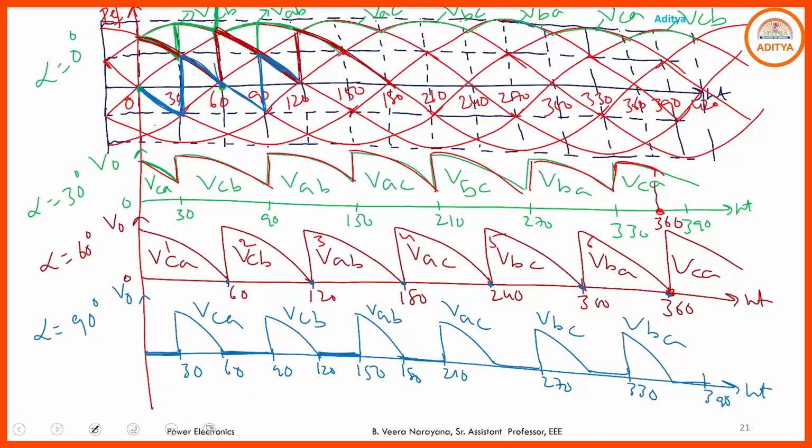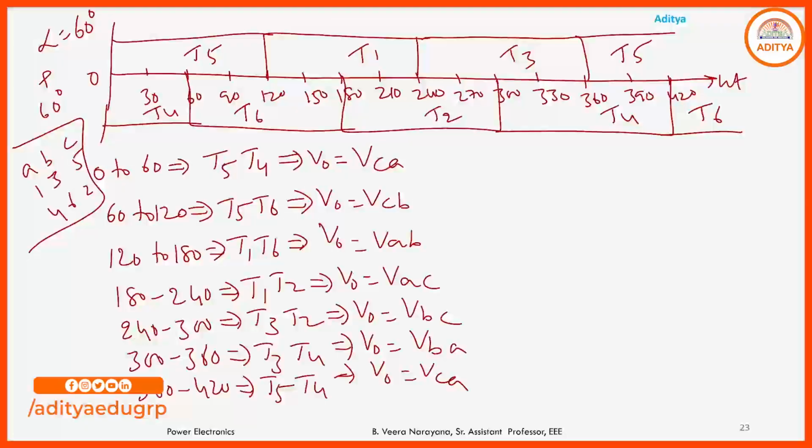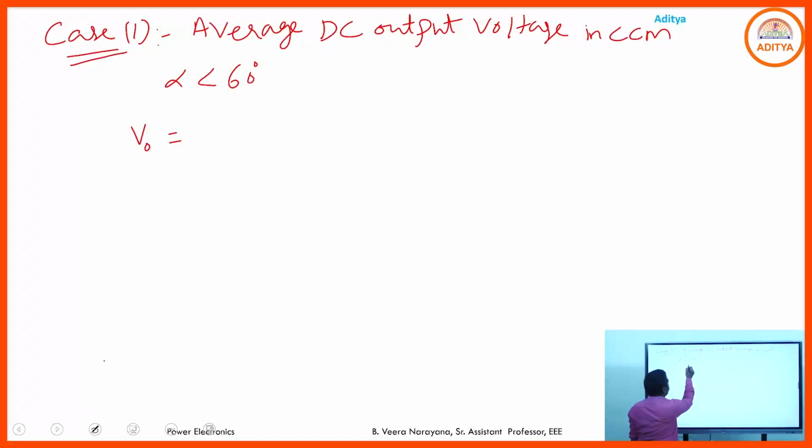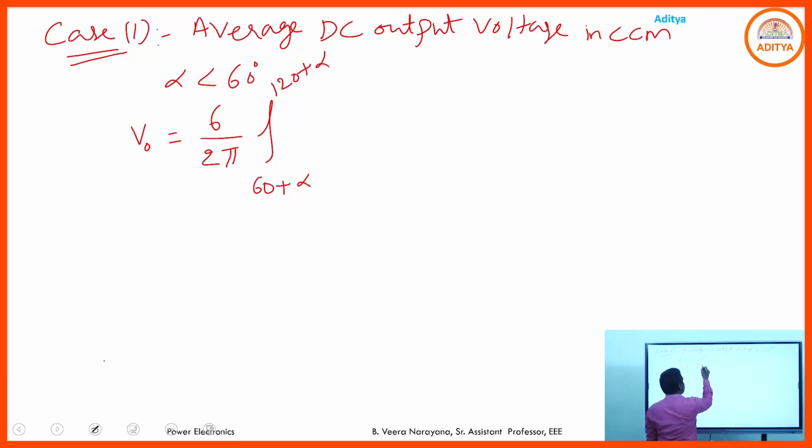Simply, for alpha equal to 0, the interval is 60 to 120; adding the firing angle, it is 60 plus alpha to 120 plus alpha. Then the output voltage V0: we get 6 pulses for completion of one full cycle in the source voltage, and the limits are 60 plus alpha to 120 plus alpha. What voltage do we integrate? The line voltage, VML sin omega t, d omega t.